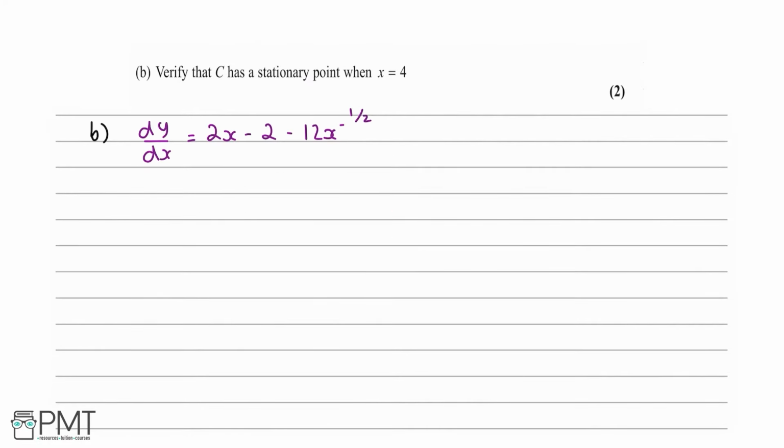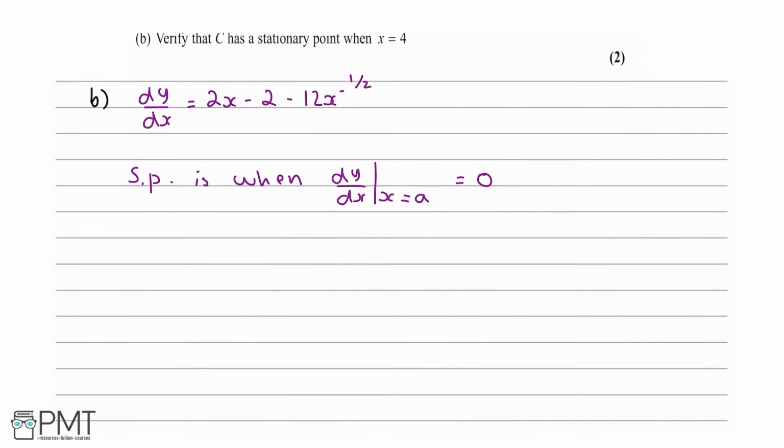Part B is asking us to verify that C has a stationary point when x equals 4. So a stationary point is when dy by dx at a certain x value equals 0. So what we need to do is test whether dy by dx at x equals 4 is 0. So let's do that.